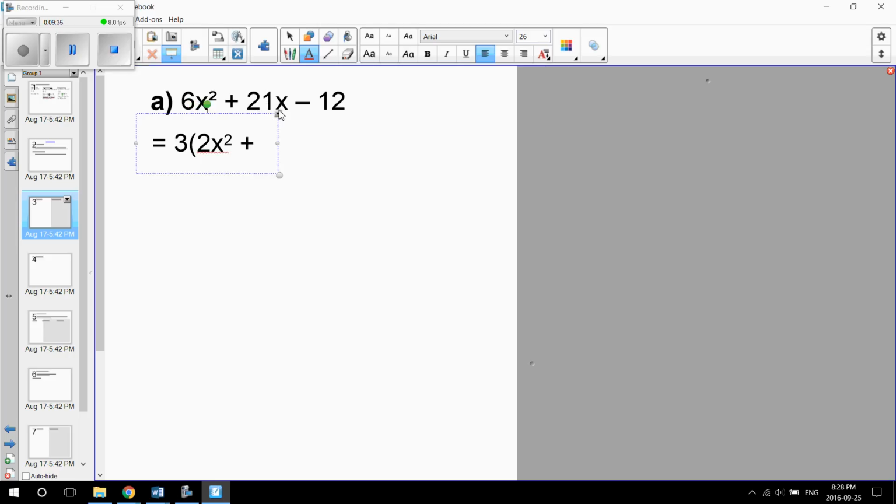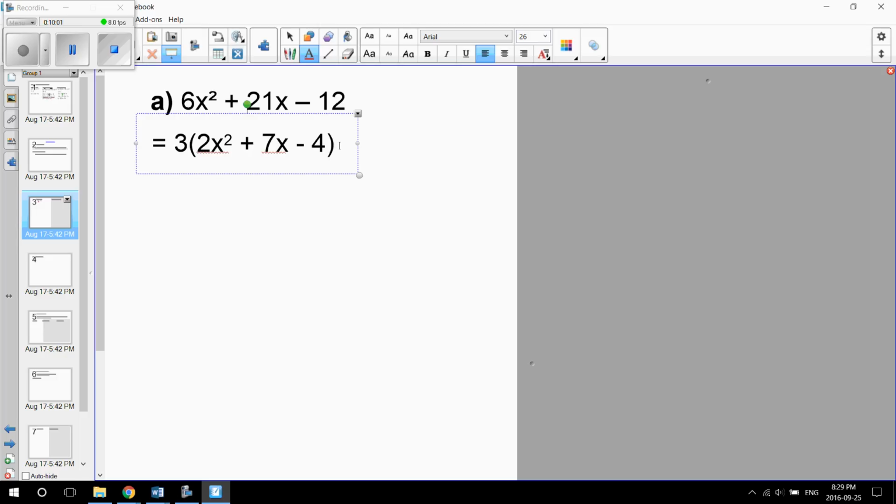This 21x divided by 3 leaves us with a plus 7x. And negative 12 divided by 3 leaves us with a minus 4. Now that we've common factored that 3 out, when we look at this trinomial here inside the brackets, to continue to factor that, we're looking at much smaller numbers, which is going to make it easier for us to factor out.